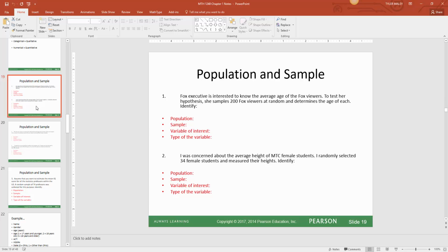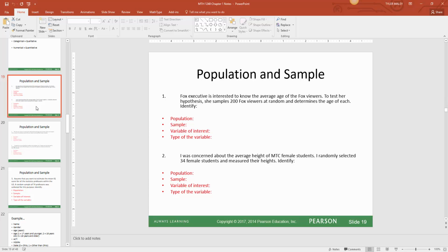Alright, so I have 5 examples just to practice identifying the population, the sample, what variable we're interested in, and also what type of variable we have. Is it quantitative? Is it qualitative? The first example says a Fox executive is interested to know the average age of Fox viewers. To test her hypothesis, she samples 200 Fox viewers at random and determines the age of each.